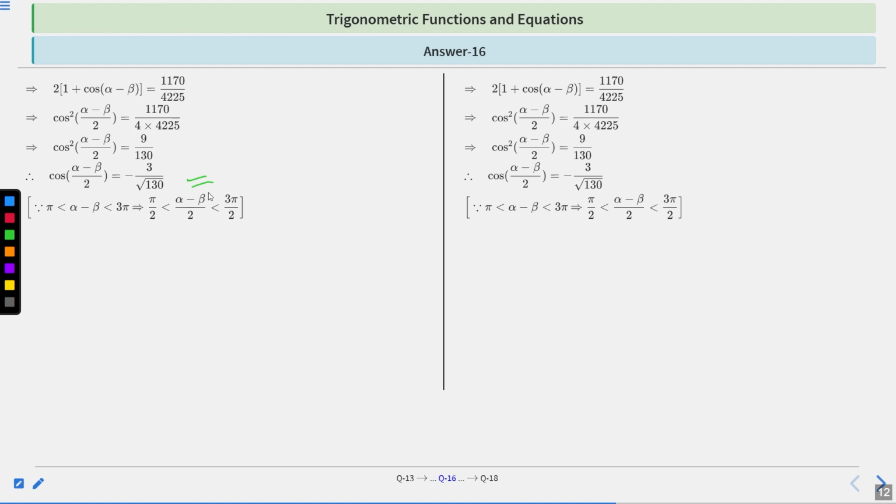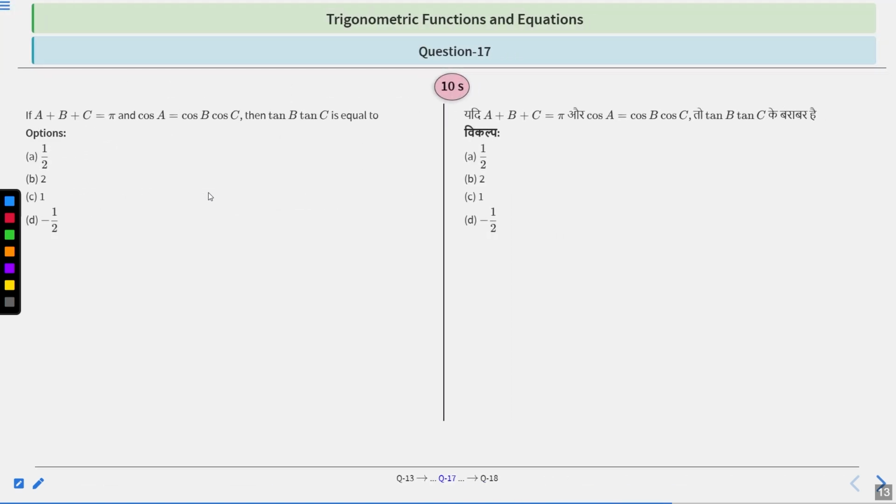Okay. So let's move to the next question, question number 17, which is a question of conditional identities, in which it is given that if a plus b plus c is equal to pi and cos a is equal to cos b into cos c, then tan b into tan c is equal to what?